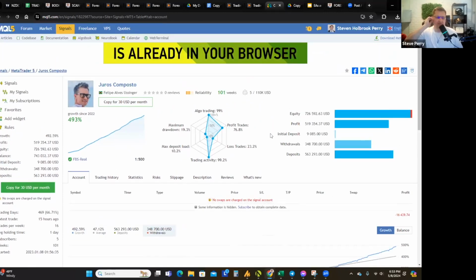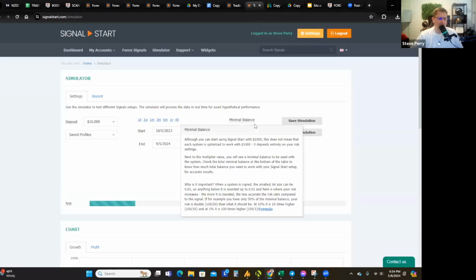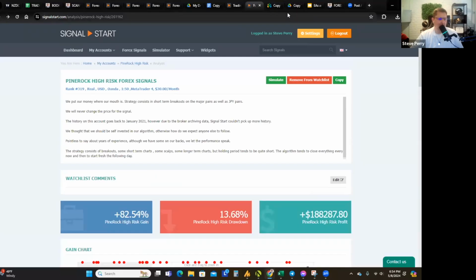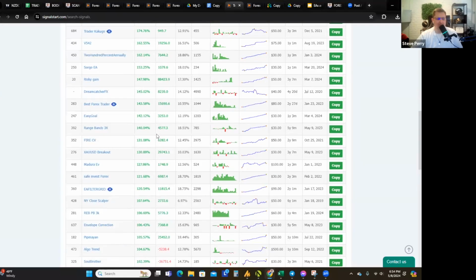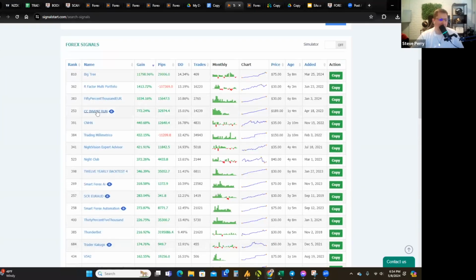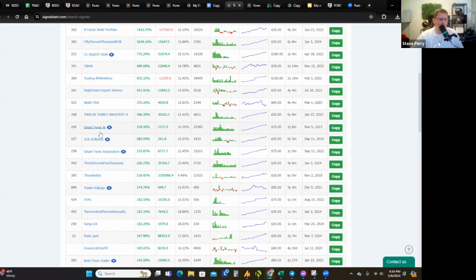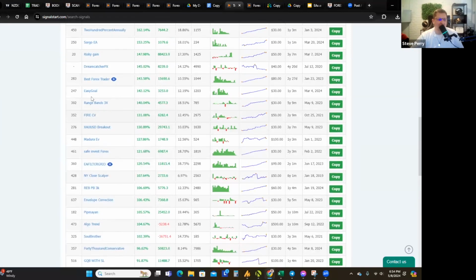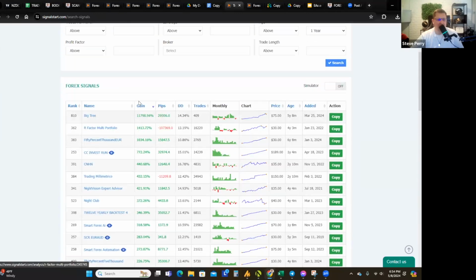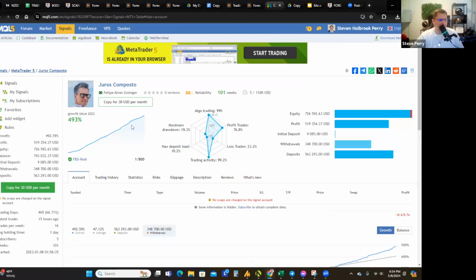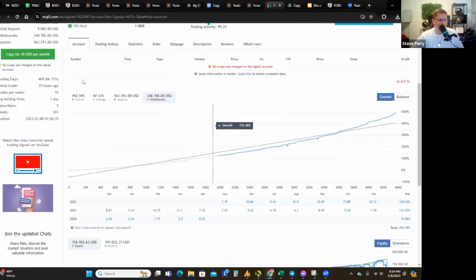This is not as nice as, like I said, I like Signal Start a little bit better when I'm evaluating different ones. Plus I can save the different copy traders that I like, and then I'll jump into the ones from here. And I've also noticed some of these guys, like Pine Rock, the one we looked at on Signal Start, he's actually also over here on MQL5. You just have to search for him.